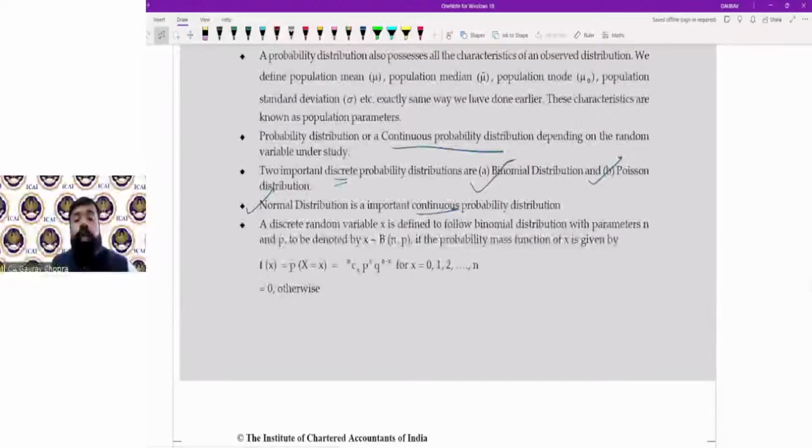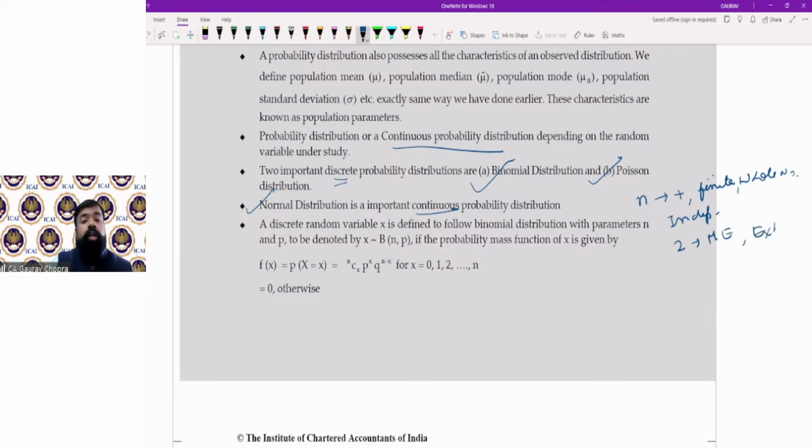Then in case of binomial distribution, we have seen some of the conditions. First, there are n number of trials. Trials must be positive, a finite value and a whole number. Then the trials must be independent of each other. Then there are only two outcomes, which will be mutually exclusive and exhaustive, and the sum of probability should be equal to 1. So P plus Q is always equal to 1. So these were the four conditions.